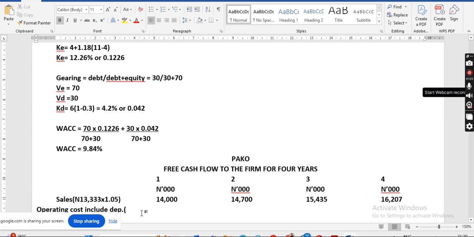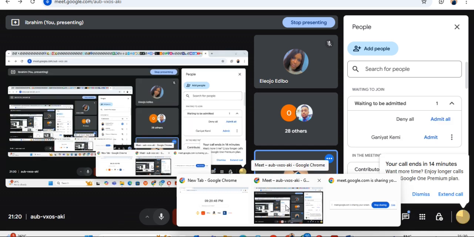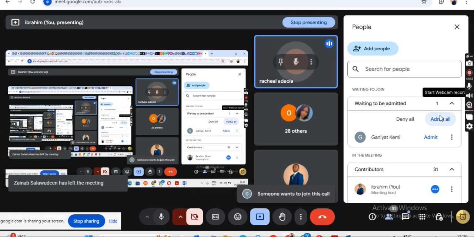Thank you. So please, what is the figure for the operating cost? Then I need to add them together. 8683. 1450. Okay. So this is what we want to grow, right? We grow it by 5%. So what do we have here? 10,640.